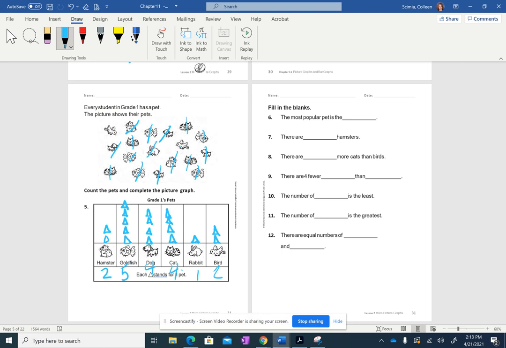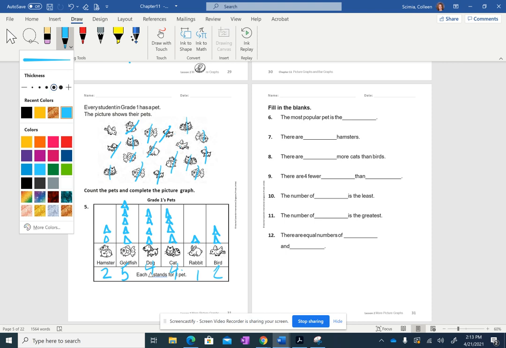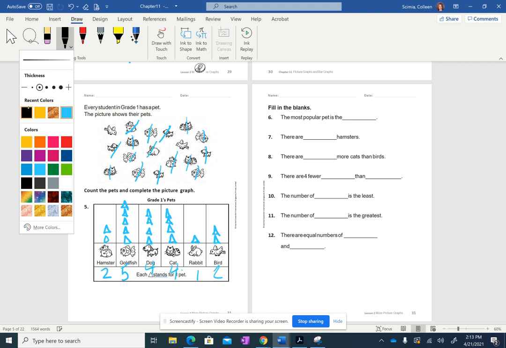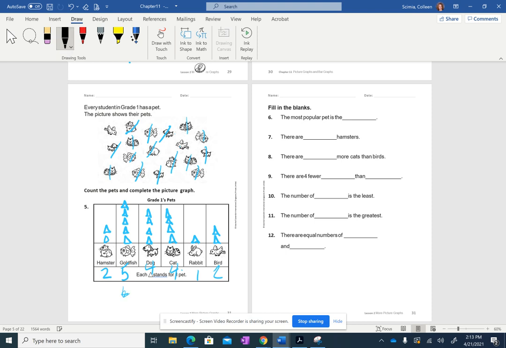So what is the most popular pet? And that looks like the most popular pet is the goldfish, right? Because that's the one that you have the most of. So we're going to write goldfish over here. There are blank hamsters. How many hamsters are there?